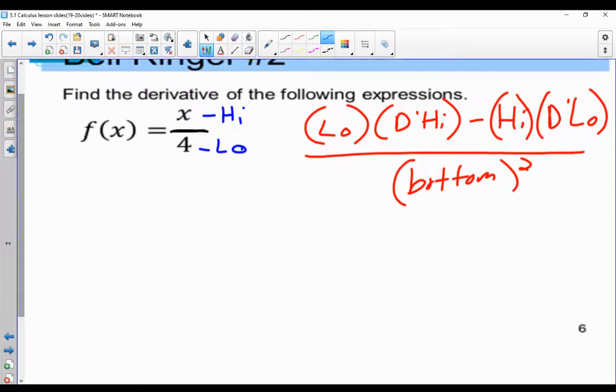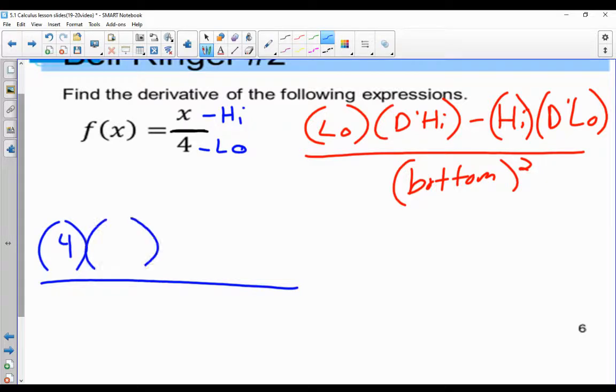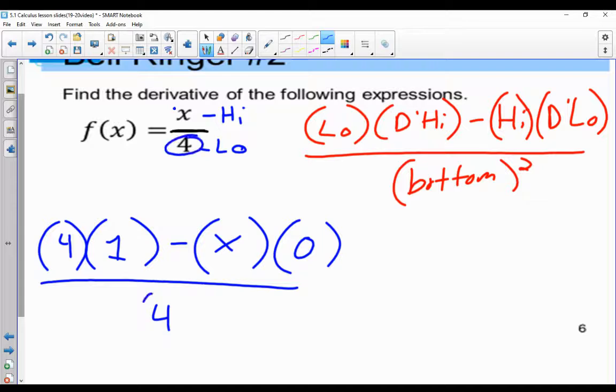So just a refresher, let's go ahead and try it. So first we're going to have low, and then times derivative of the high. Derivative of the high is 1. Then minus the high, which is x, times derivative of the low. Derivative of 4, in this case, is just 0. And then you can go to the bottom. In other words, take your bottom part and square it.